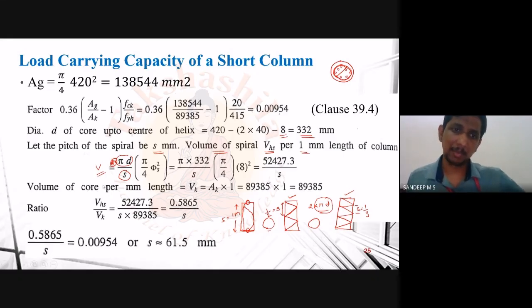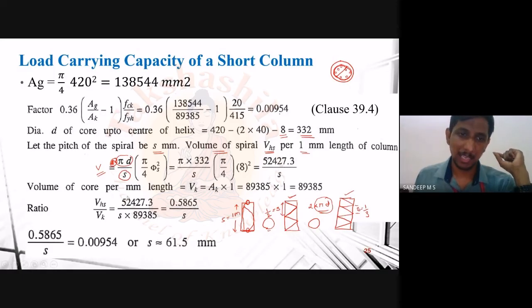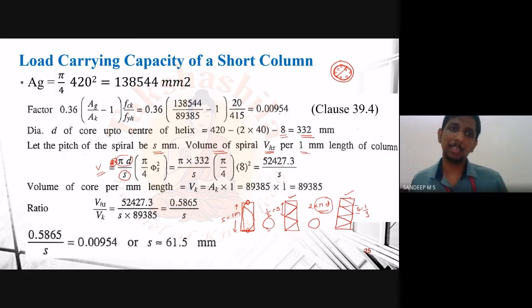Once we calculate this volume, we will find the ratio. If you observe this, now we have the volume of the spiral in terms of S, where S is the center to center distance or the pitch of our tie. So finally, we will be getting a ratio like this in terms of S. Now, as per the clause, for getting 1.05 times strength, if we take the ratio of volume of the helix to the core volume, it should not be less than this value. So basically, we are equating that to this value, 0.00954.